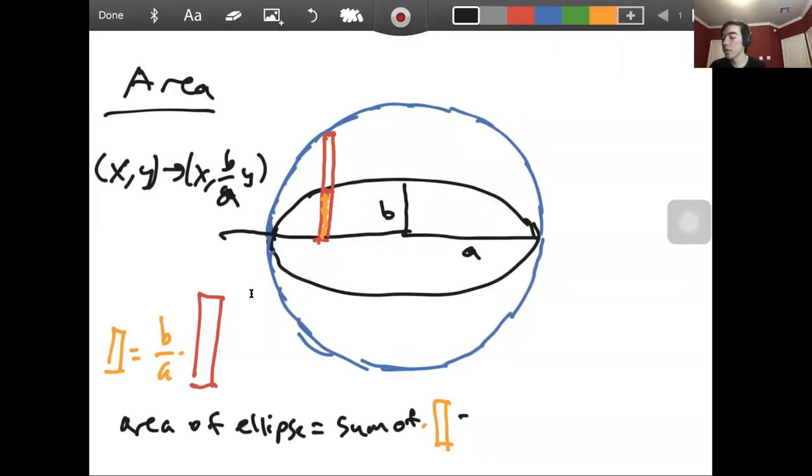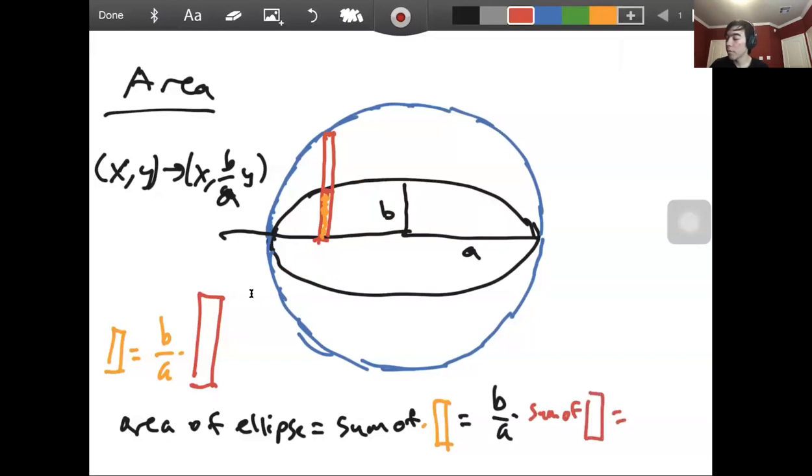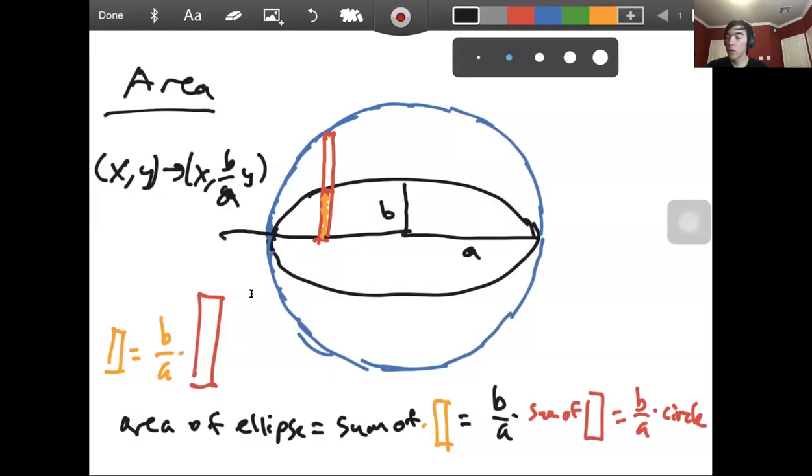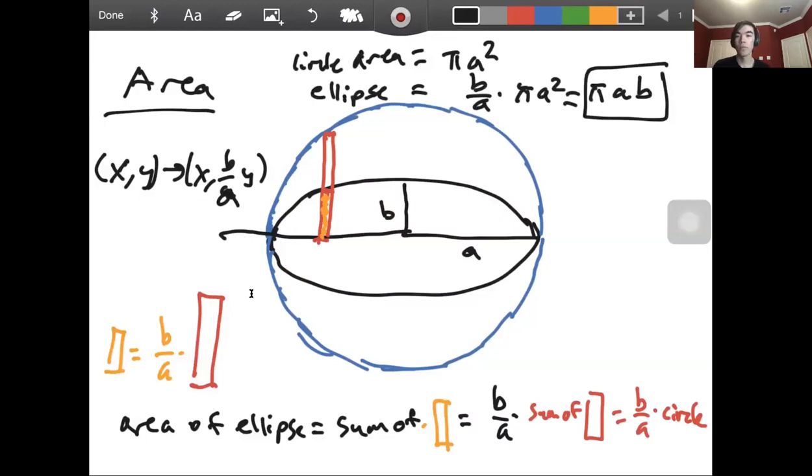But we know that these rectangles are just b over a times the sum of the red rectangles. So that actually just gives us b over a times the circle. So to find the area of the ellipse, we just need to find the area of the circle and multiply by b over a. So the circle area is pi times the radius squared, which is pi times a squared. So the ellipse area, we take b over a times the circle area, which is pi ab. So yeah, that's the formula.